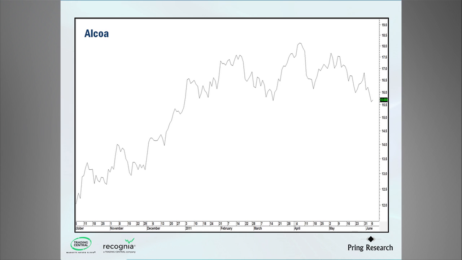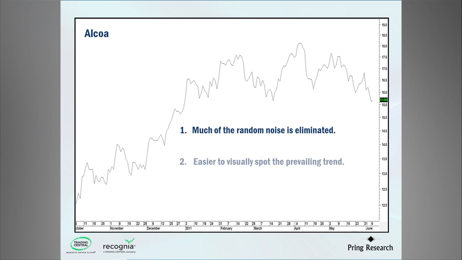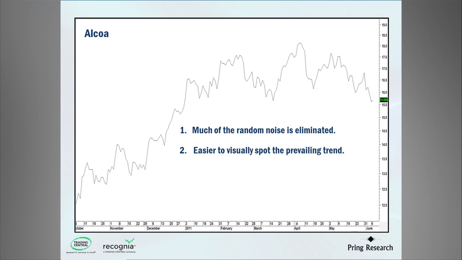The line chart does not provide us as much visual information as the bar chart, but in many respects it's more useful. First, since the high and the low are ignored, much of the random noise that occurs during the trading session is eliminated. Second, because of the cleaner chart look, it's much easier to visually spot the prevailing trend. This means that reversals are also easier to identify.